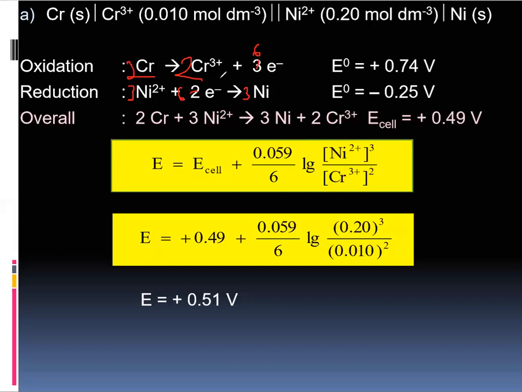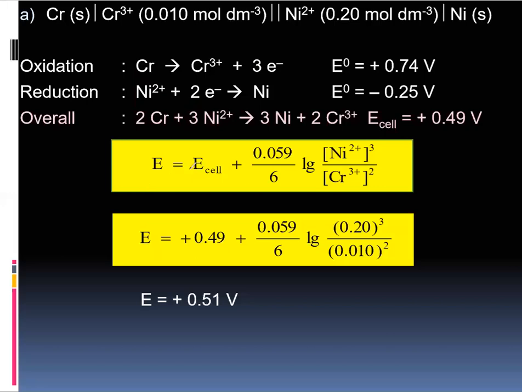After I finish multiplying and balancing the number of electrons, we had 6 and 6. So 6 is going to be the number of electrons. If you have done that overall reaction correctly, that's the first step to arriving at the correct answer. Then I would subtract the two electropotentials. It is going to give me this value, plus 0.49 volts.